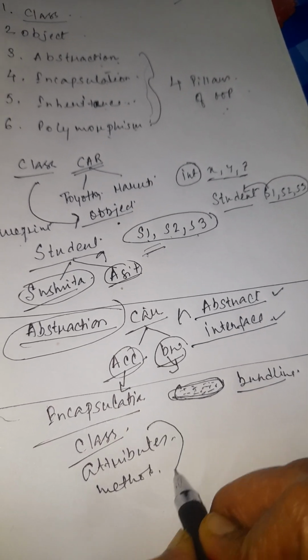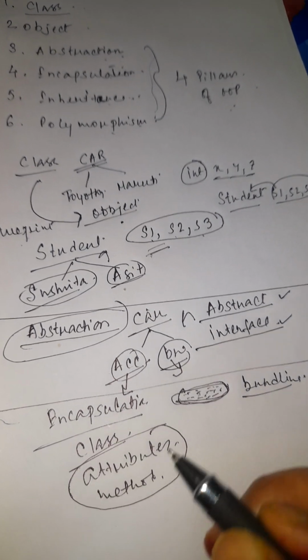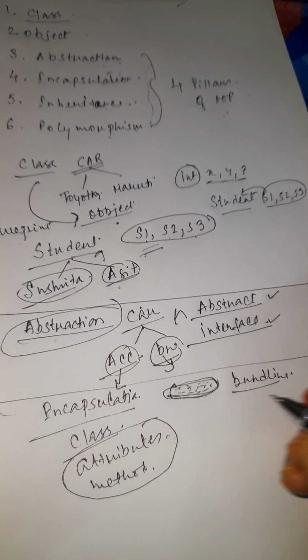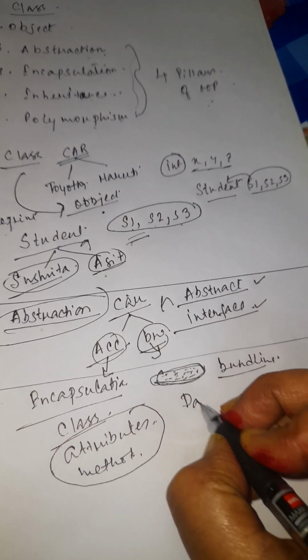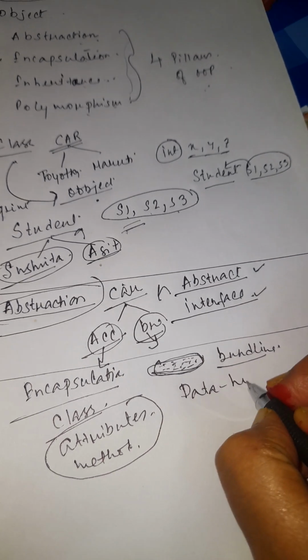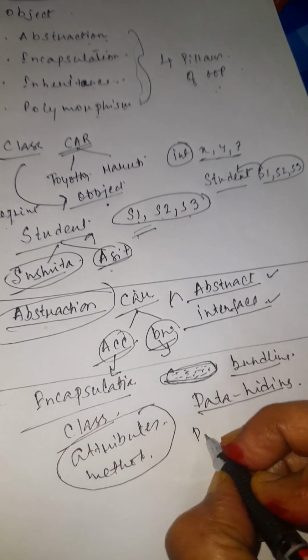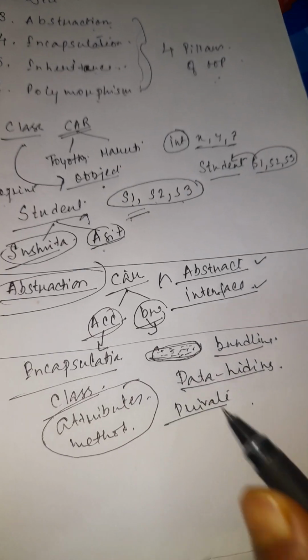So you can store many attributes within the class and many methods within the class. This part is known as encapsulation. Encapsulation is also known as data hiding. How do you perform this data hiding? Using the private member.